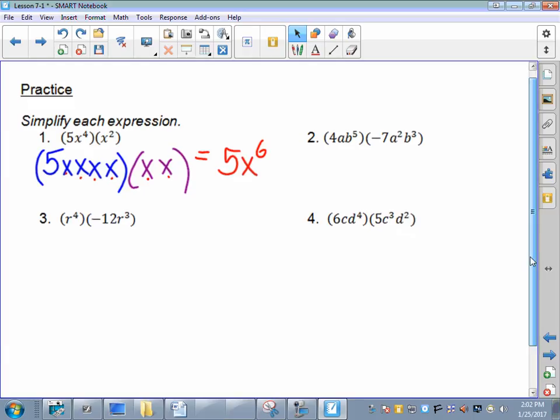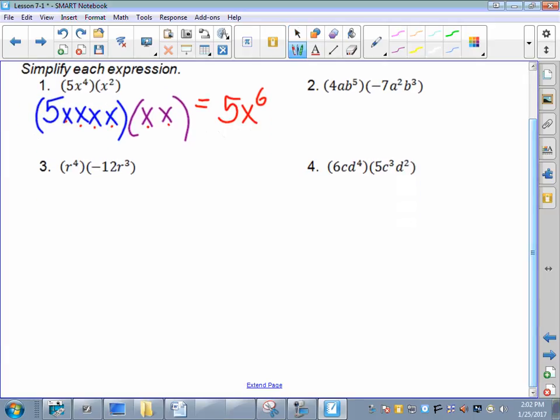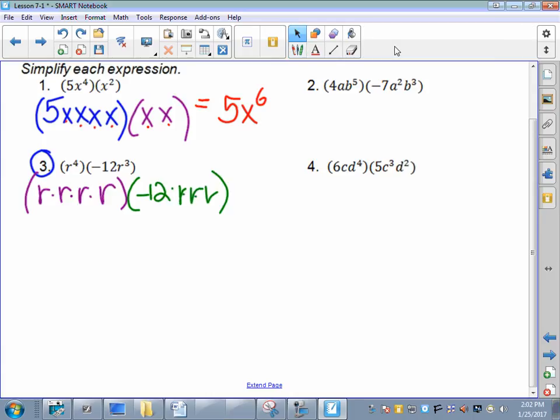So let's just jump down to number 3. So we've got r to the 4th times a -12r to the 3rd. So if you like to write it out the long way, I've got r to the 4th. Second parenthesis, I've got -12 times r. And then I'm going to simplify that down. Notice I've still got parentheses in here, and I've got more than one r, so I need to take care of that. The -12 has nothing to multiply with. The r's we can simplify and write that as r to the 7th power. 1, 2, 3, 4, 5, 6, and 7.